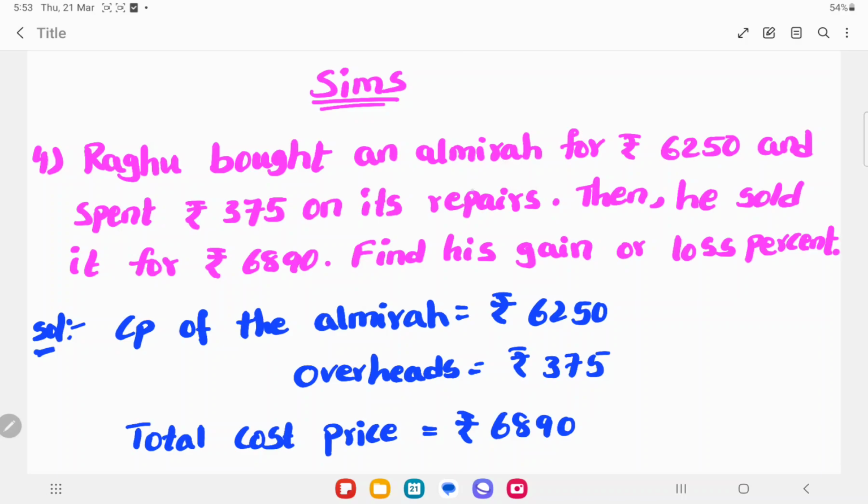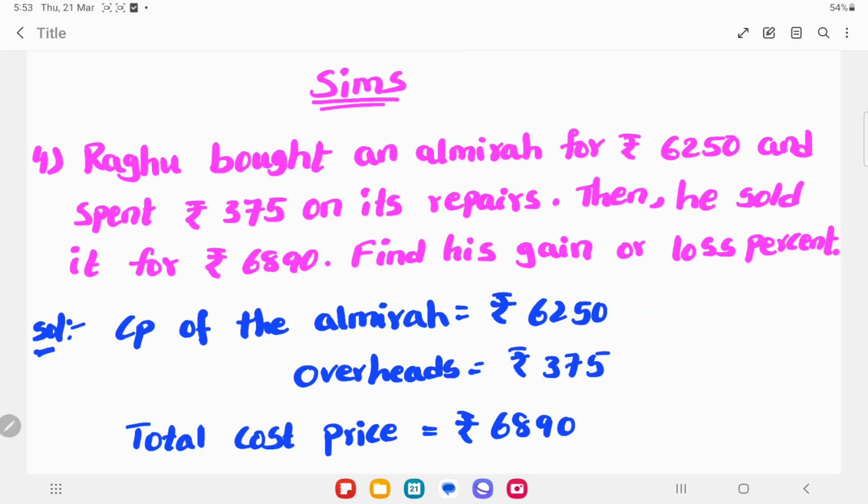Today's sum. Raghu bought an almirah for 6,250 rupees and spent 375 rupees on its repairs. Then he sold it for 6,890 rupees. Find his gain or loss percent. So let's see the solution.